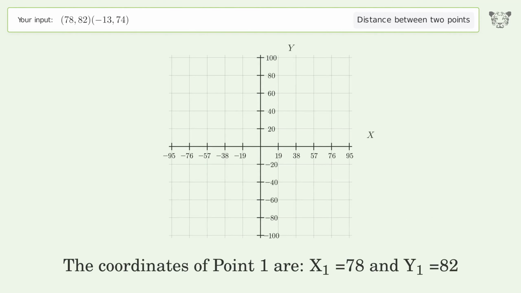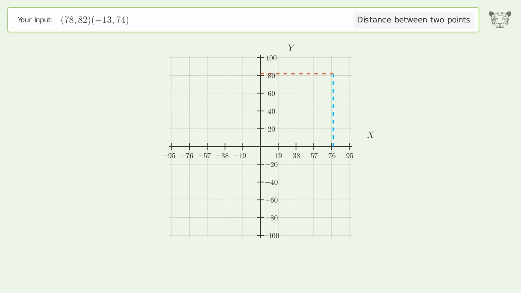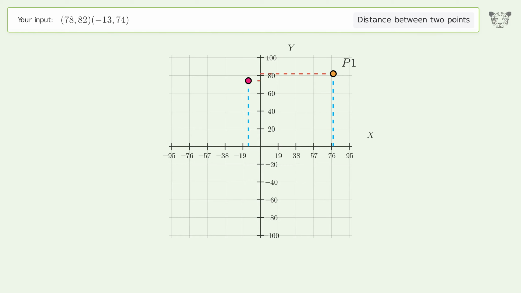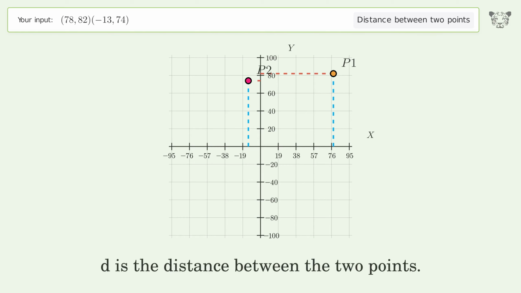The coordinates of point 1 are x1 equals 78 and y1 equals 82. The coordinates of point 2 are x2 equals negative 13 and y2 equals 74. D is the distance between the 2 points.